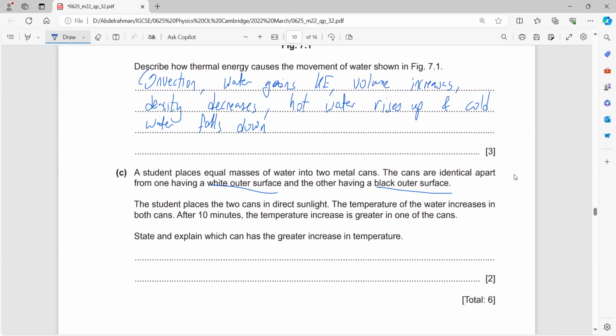It's quite obvious. Which can has the greater increase in temperature, the white one or the black one? The black one. Black outer surface. Only black outer surface. Why? Because black attracts the heat. You can't say attract. There is a specific keyword we need to say.